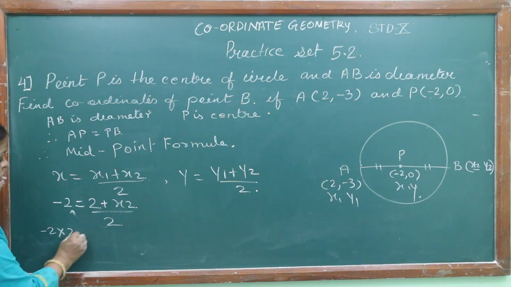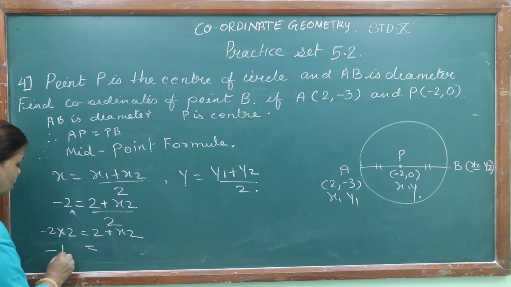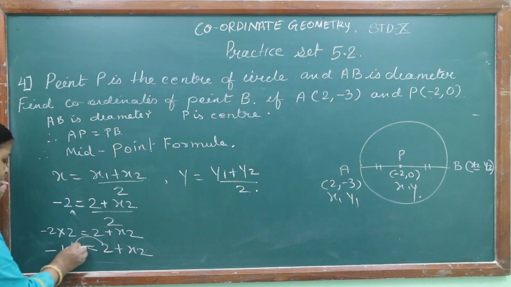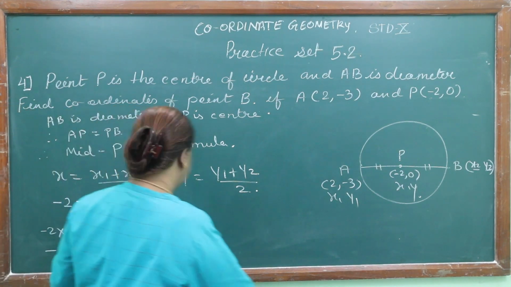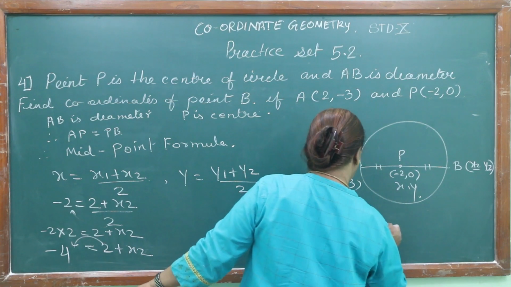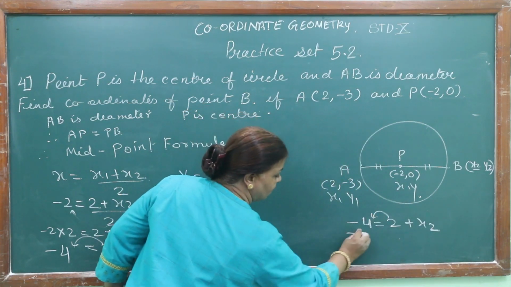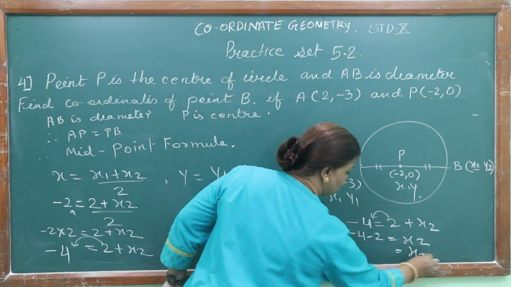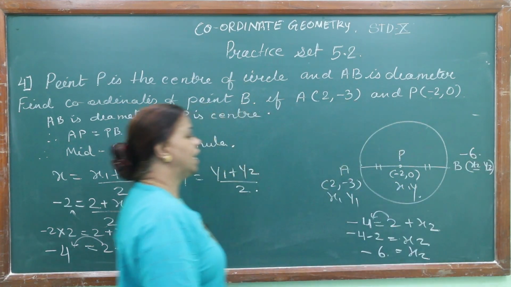Minus 2 into 2 is equal to 2 plus x2. Minus 4 is equal to 2 plus x2, children. 2 will come here: minus 4 minus 2 is equal to x2, and x2 is equal to minus 6. So we got x2 as minus 6, we need to get y2.